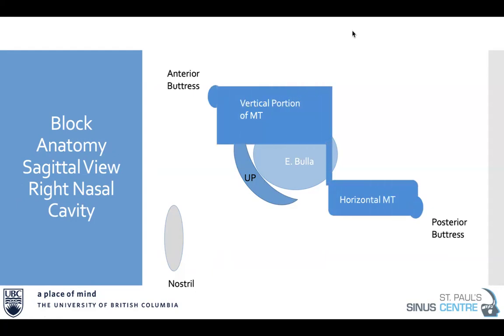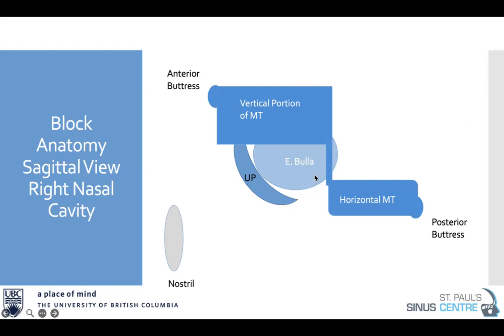The middle turbinate has four very important parts. The anterior buttress, where it attaches to what everybody calls the beak, which really is, and should be called the anterior buttress. There's a vertical portion of the middle turbinate, and then there's a process where it curves and attaches to the orbit, and then there's a horizontal portion that goes and attaches to the posterior buttress. So there's an anterior buttress, a posterior buttress, a vertical portion, and a horizontal portion where it makes the transition.